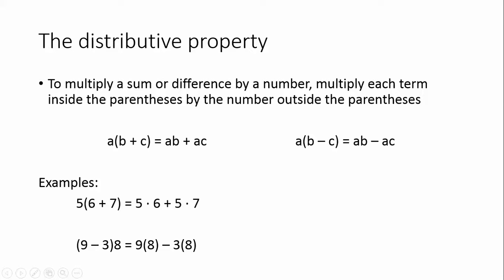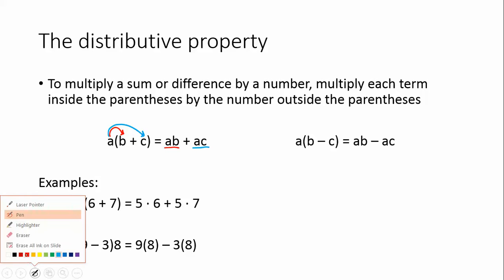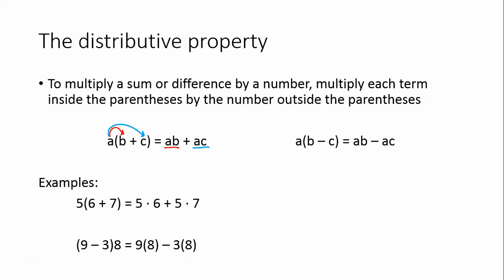So you can see in the two general examples here, we have A times the parentheses of B plus C. Well, that's the same as doing A times B, which you see there, and then doing A times C, which you see here. So you're multiplying everything on the inside by what's on the outside.